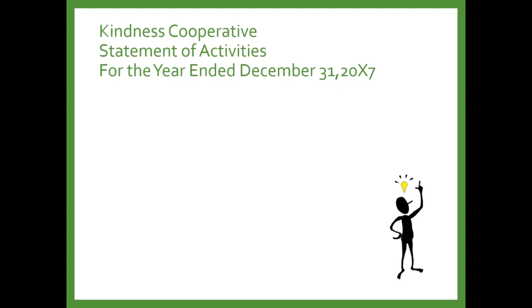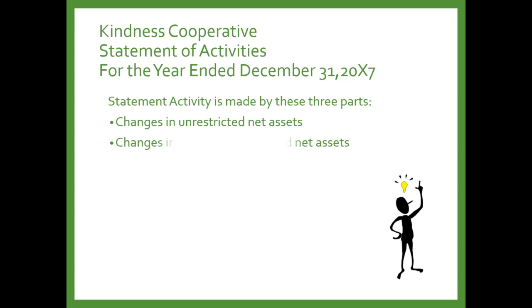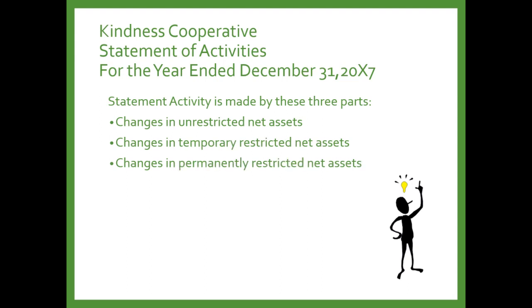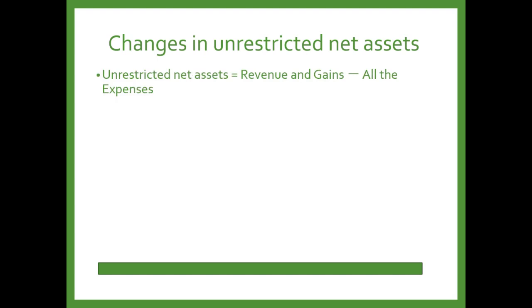The first thing we want to talk about is how the statement is broken down. It's 3 parts: unrestricted, temporarily restricted, and permanently restricted. And we're going to go through each of those sections to get to our grand total at the end. You may notice that this is quite different from the way we prepared our income statement for the business accounting. So let's go ahead and start with the changes in unrestricted net assets.